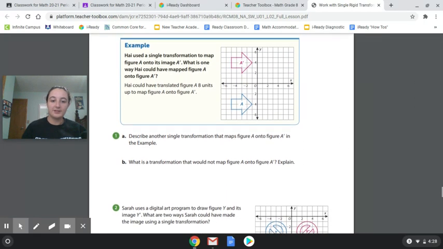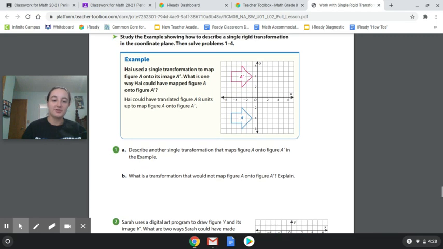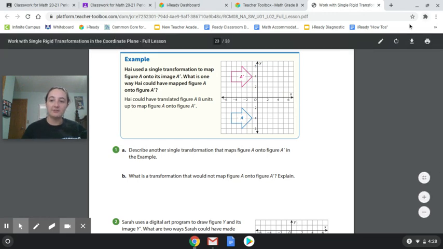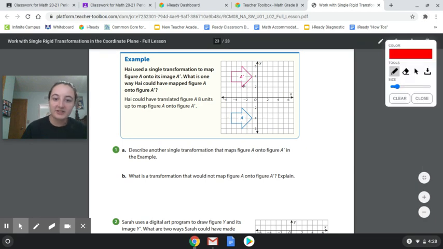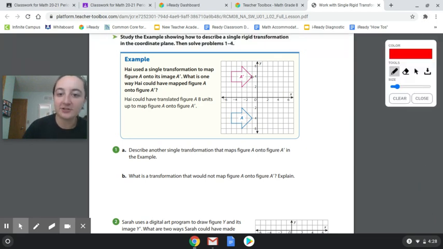What is a transformation that would not map it onto? So we know we can do translation, we know we can do a reflection, which means that we cannot do a rotation. And one way to know that for sure is, let's just take any random point. So I'm just going to use this point right here at the top of each of our figures. So this point right here is at (-1, -4).